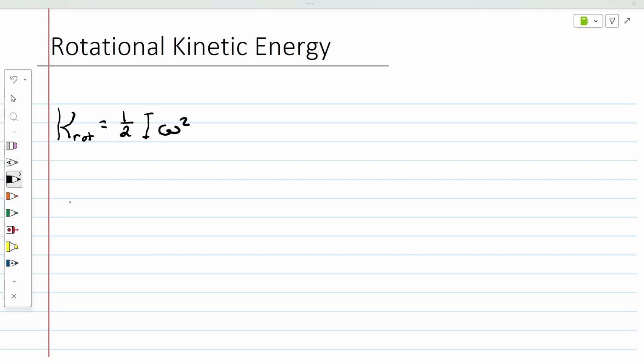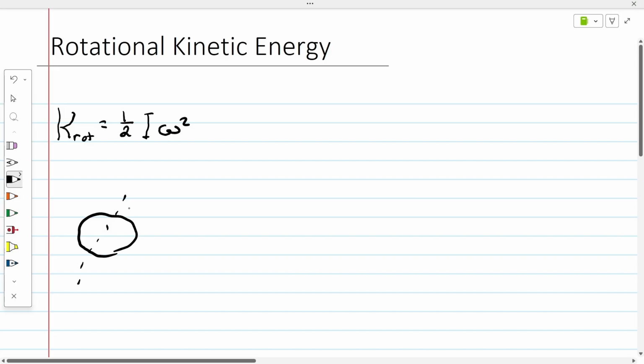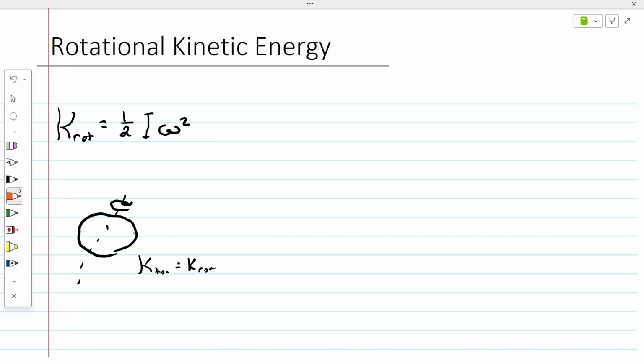If we have an object, let's say a sphere, rotating around some axis and not moving linearly, then the total kinetic energy is just this rotational energy. We can think of every little particle, every little atom in this ball, as rotating, so it has some linear velocity. When we sum up all of these individual linear velocities, we can describe the kinetic energy with this equation. So let's see how we derive it.